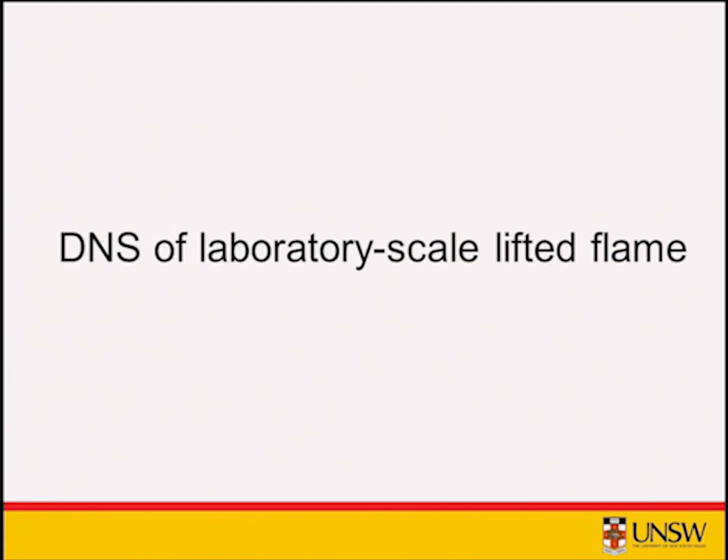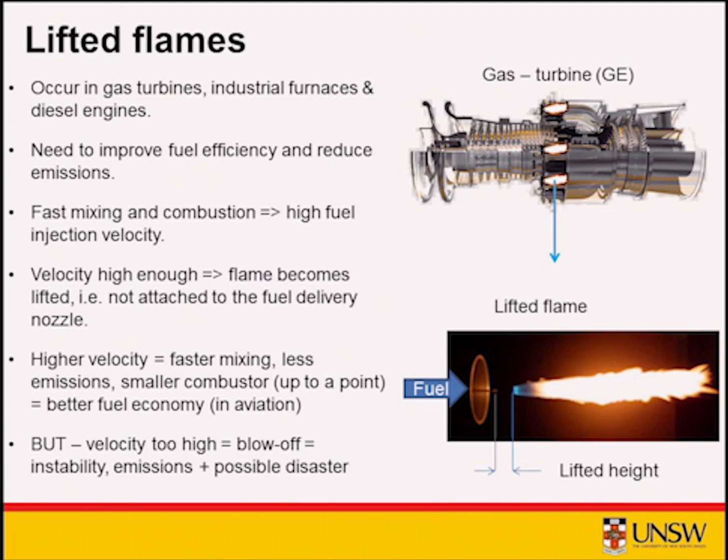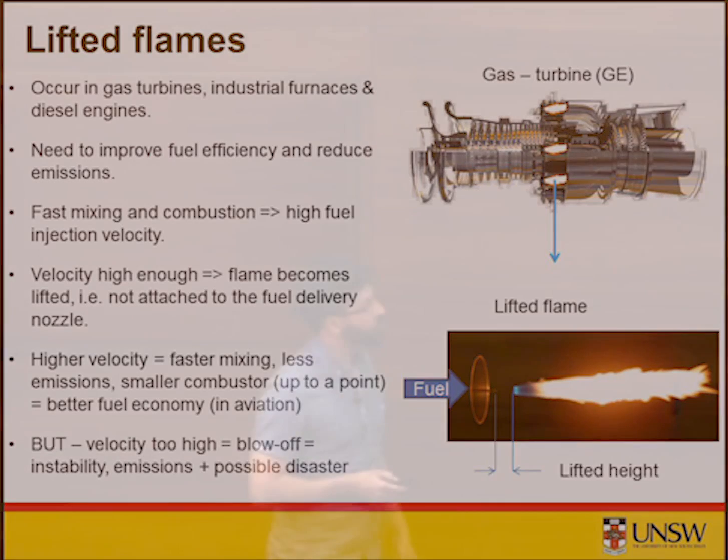Okay, so moving on to the technical part of the talk, I first want to talk about some work we did on lifted flames. Just very briefly going over the motivations. These occur in gas turbines, industrial furnaces. Essentially, you get a lifted flame because you want high jet injection velocity to increase mixing rates, reduce emissions, make a smaller combustor. But if you make the jet velocity too high, you can get into stability issues. So you basically need to understand the stabilisation mechanism.